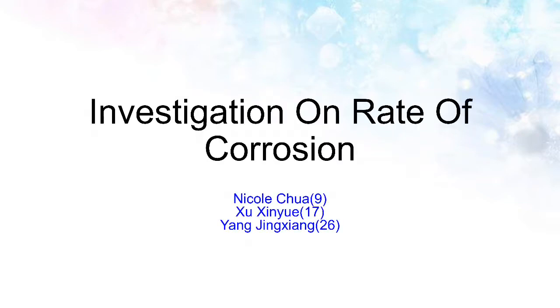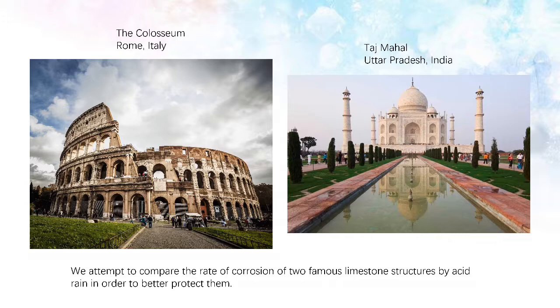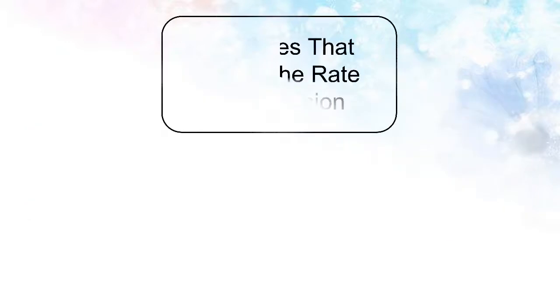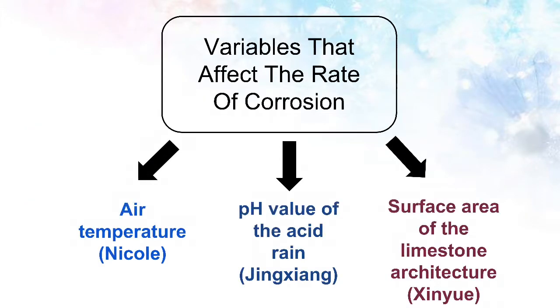In this video, we are going to show you our investigation on rate of corrosion. We attempt to compare the rate of corrosion of two famous limestone structures by acid rain in order to better protect them. We have identified three variables that affect the rate of corrosion, which are air temperature, pH value of acid rain, and surface area of limestone architecture.